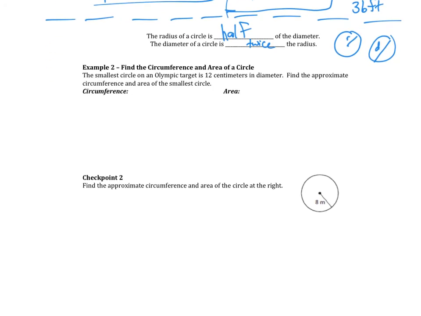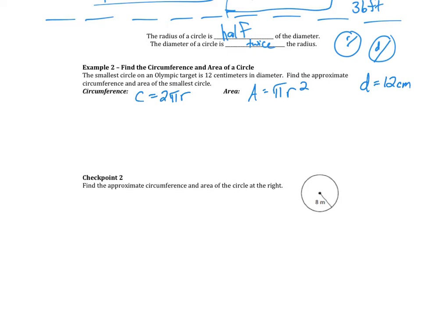Okay, in example 2, it says the smallest circle of an Olympic target is 12 centimeters in diameter. Find the approximate circumference and the area of the smallest circle. So what they tell us is that the diameter equals 12 centimeters. Let's start with the equations. The equation for circumference is 2 pi r. And the equation for area is area equals pi r squared.